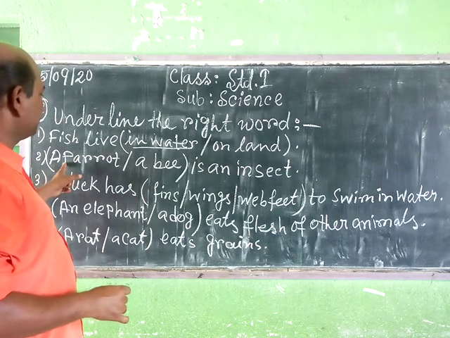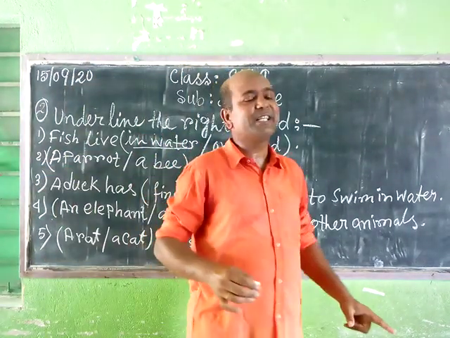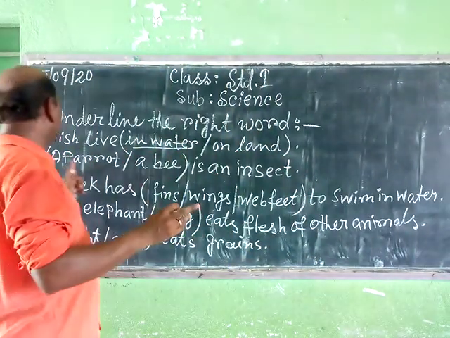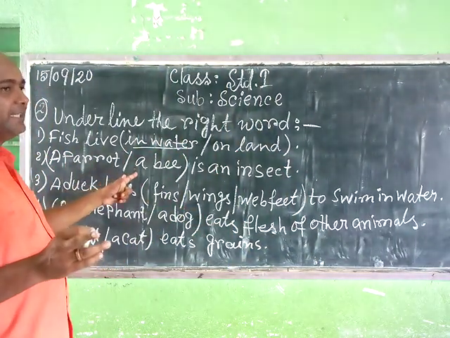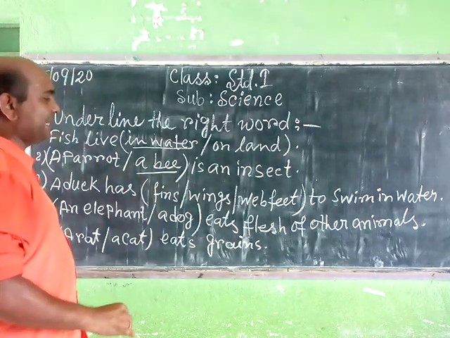A parrot or a bee is an insect. Which is correct? A bee is an insect.